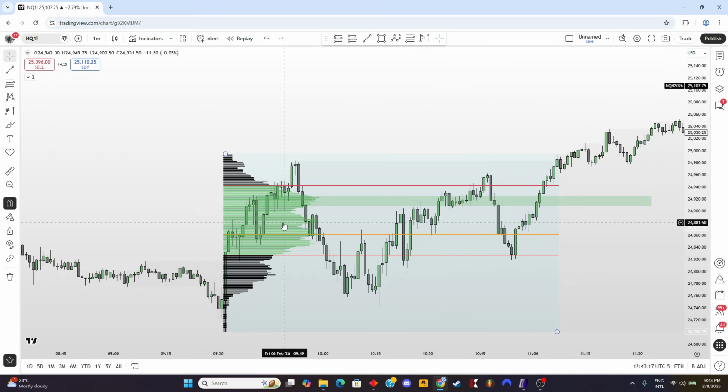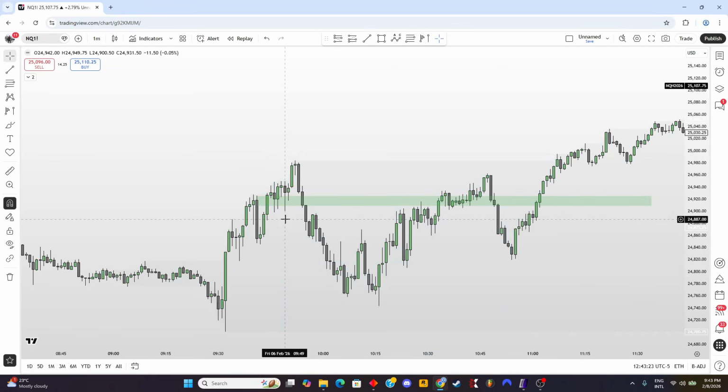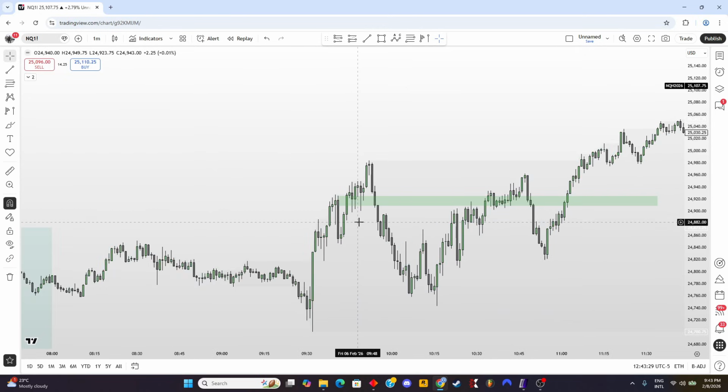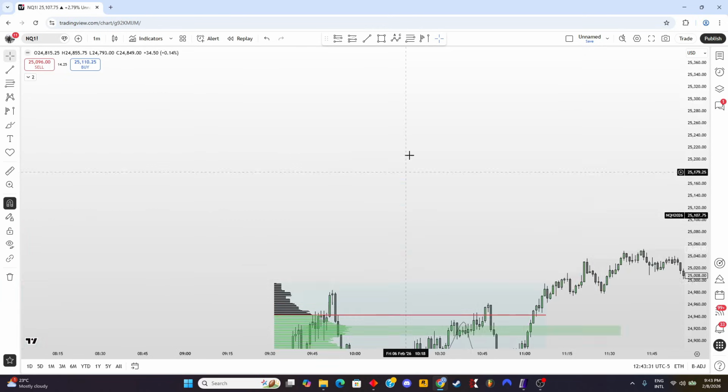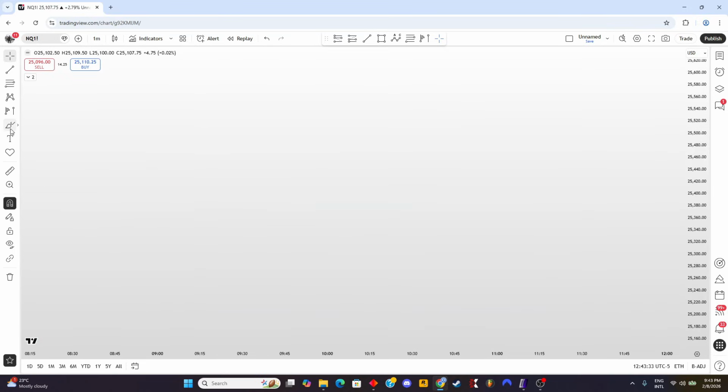I'm going to show you a very, very simple way to make your trading go from literally like 40% to 100%, if that makes sense. So here's the volume profile. The volume profile comes in 3 shapes.